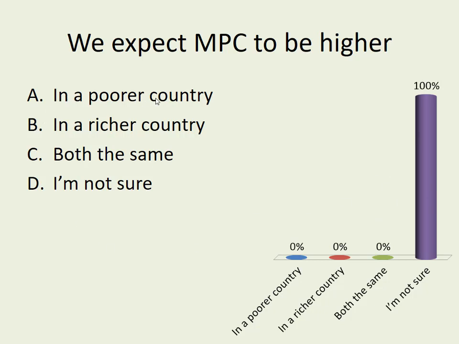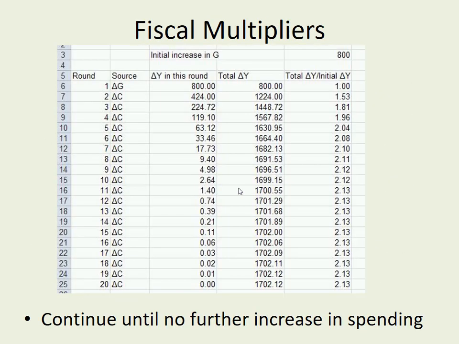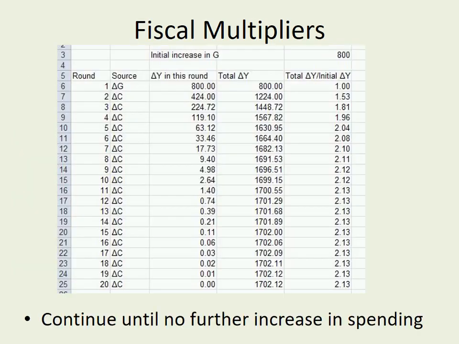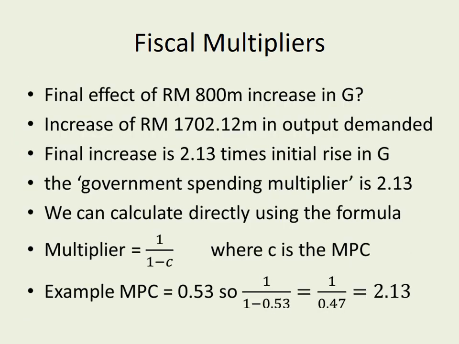The correct answer is in a poorer country, and that's as was illustrated back here, with Malaysia being a far more wealthy country in terms of per capita income than Nigeria. So the idea is that when people are on average richer, they tend to save more of any extra money they get. Whereas poorer people haven't got that choice, they just have to spend it. So whereas in Malaysia, people are spending only slightly over half of an extra bit of income, this number's smaller, so that number ends up bigger.